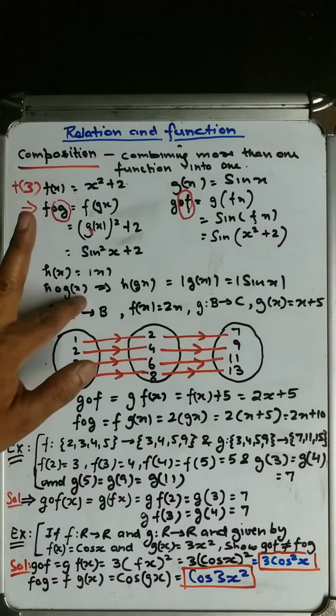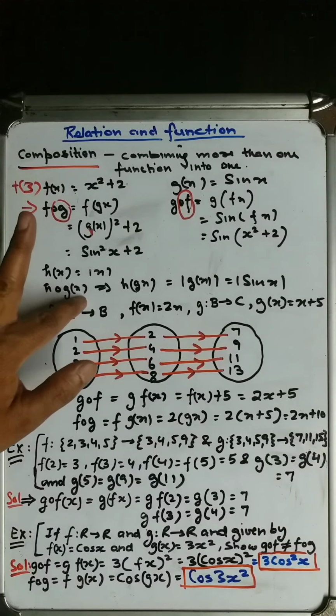Now suppose we have three functions like this. A is mapped to B and B is mapped to C. What is the relationship between A and B, first function and second function?